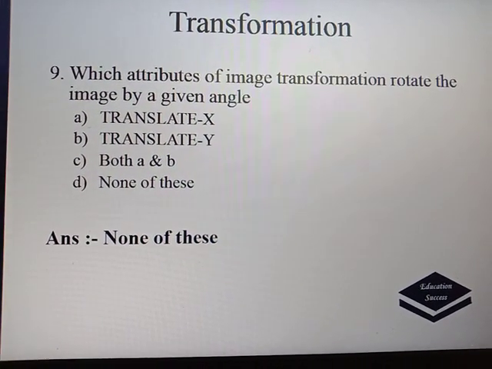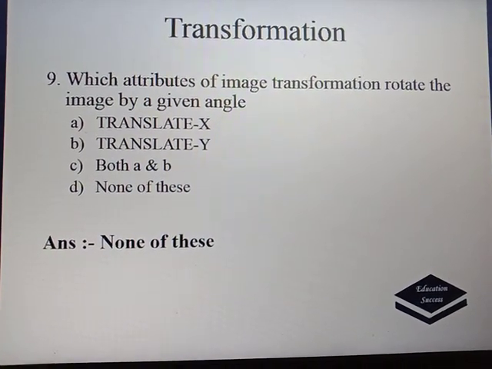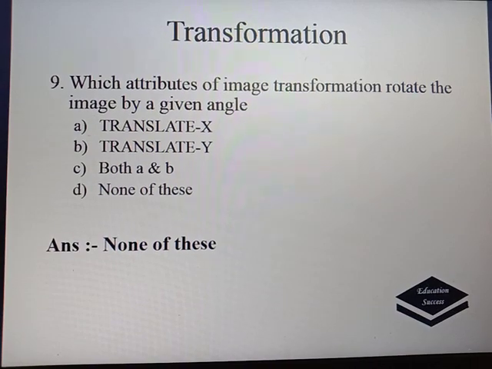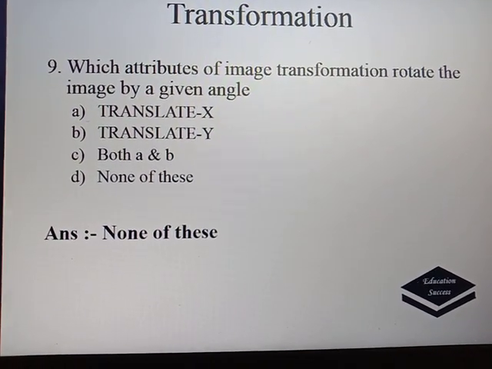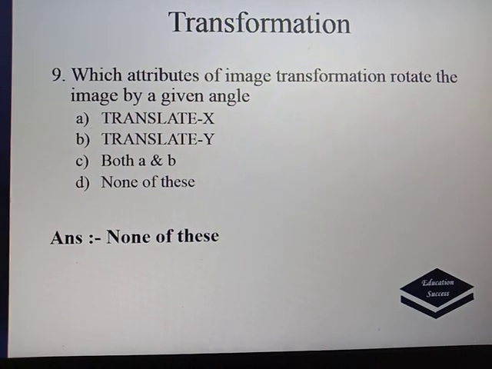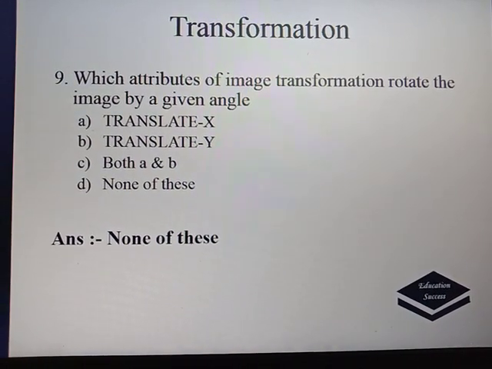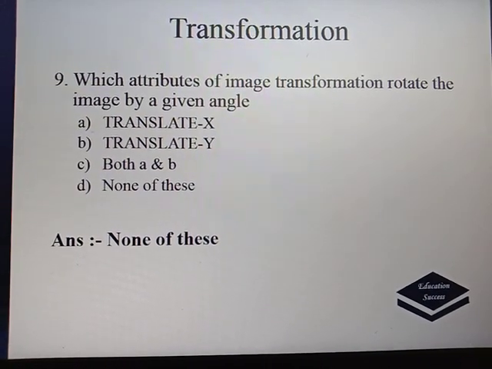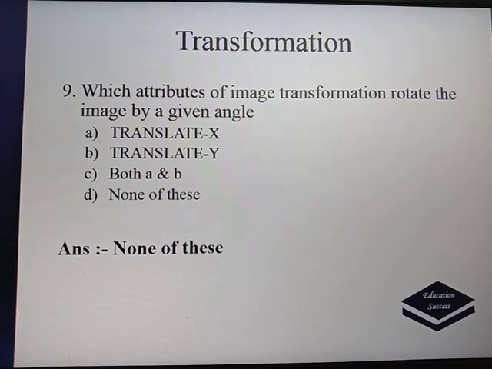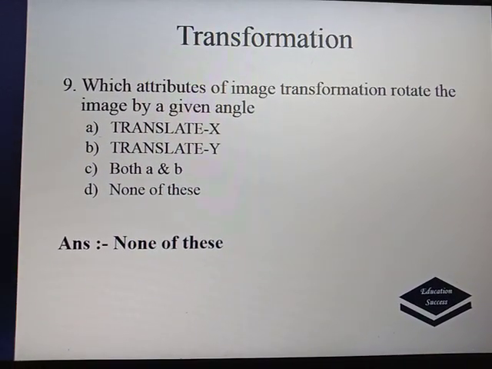Which attribute of image transformation rotates the image by a given angle? Options are translate x, translate y, both A and B, and none of the above. Here the correct answer is none of the above, because the attribute of an image transformation that rotates the image by a given angle is called rotation, and for rotation we require a pivot point and a given angle. So the correct answer is none of the above.